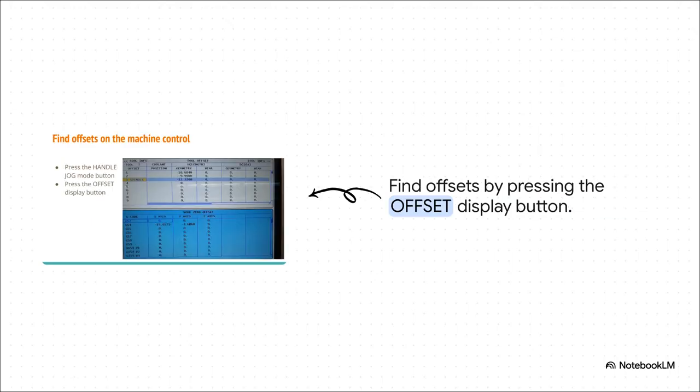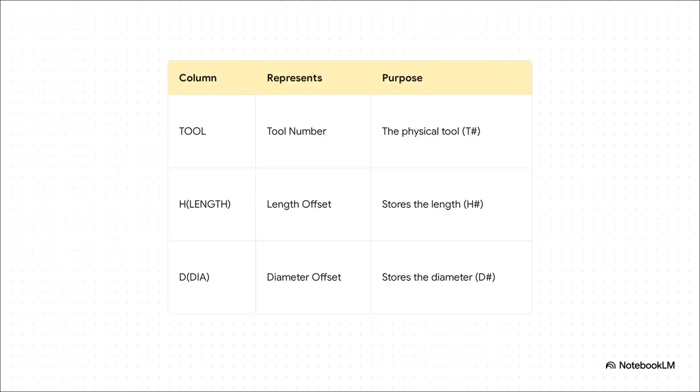So where do you actually put this magic number? Right here. On the control, you hit the Offset button, and it brings up this table. This is basically your command center for all things tool-related. The table itself is pretty straightforward. You've got your tool number, or T. Then you have H for the length offset, think height, and D for the diameter offset.